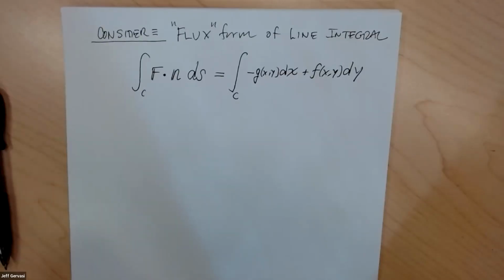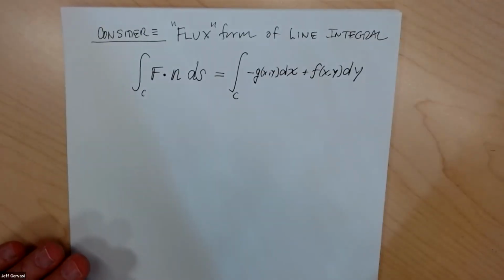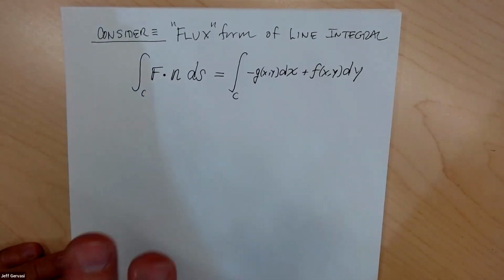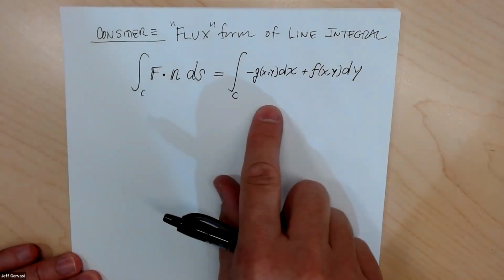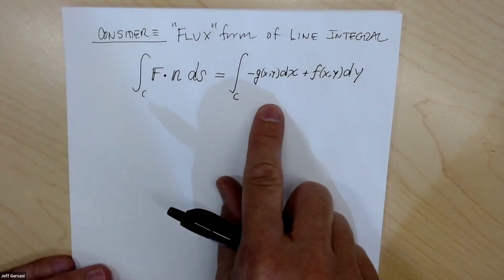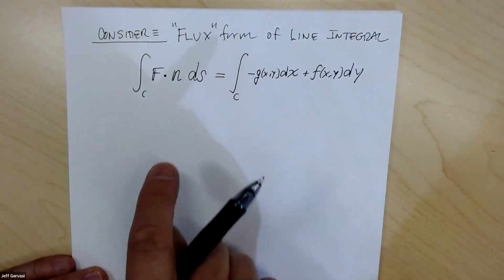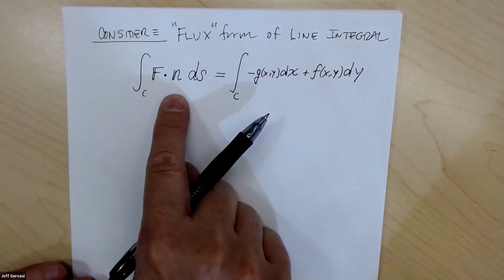All right, in this short presentation, I want to give you a little bit of motivation for why we even care about the flux form of the integral. We've talked about the circulation form already, but what about the flux form of the line integral? Now we said in a previous presentation how to get from this side to this side. That's one thing. But what's the physical interpretation of this?